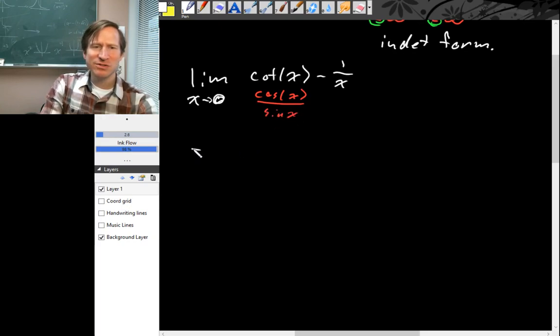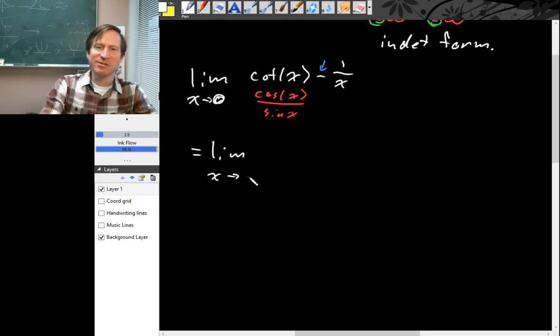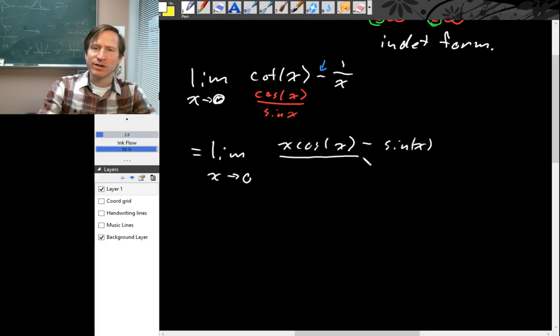So let's put these two things over a common denominator because we are subtracting them. So this is the limit as x goes to 0 of x times cosine x minus sine x over, the denominator is going to be x sine x.